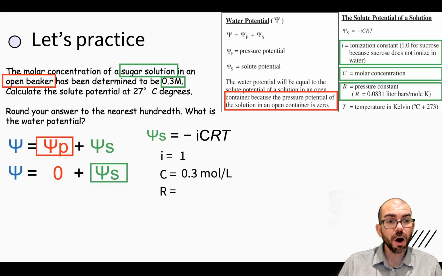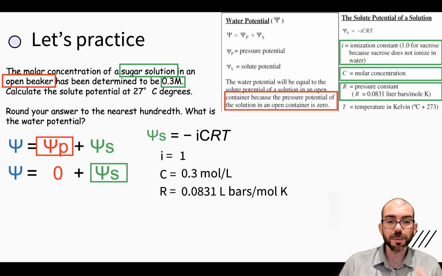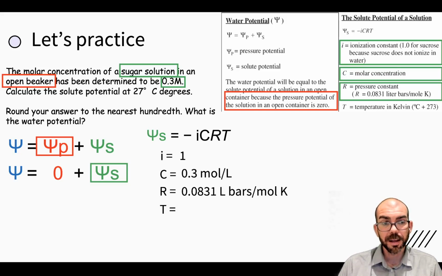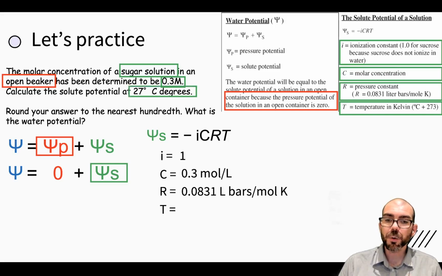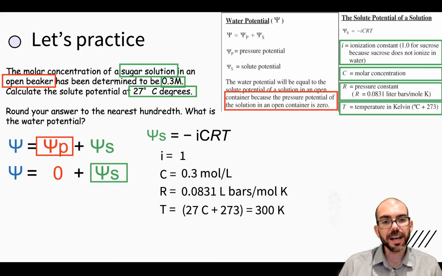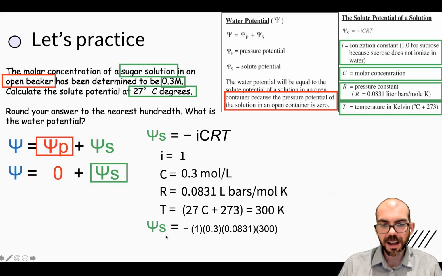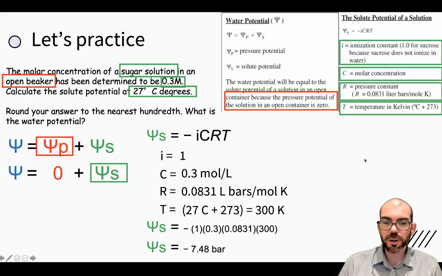Now we have R. R is the pressure constant, so we just write the pressure constant 0.0831 liter bars per mole per Kelvin. Now the temperature does need to be in Kelvin. We're provided 27 degrees Celsius, so we add that to 273 and get 300 Kelvin. So to find bar S, we just multiply all the values together, and please do not forget that negative sign on the outside. I've seen some heartbreaking instances of students leaving that out. The equation is negative ICRT, and that gives us a solute potential of negative 7.48 bar.